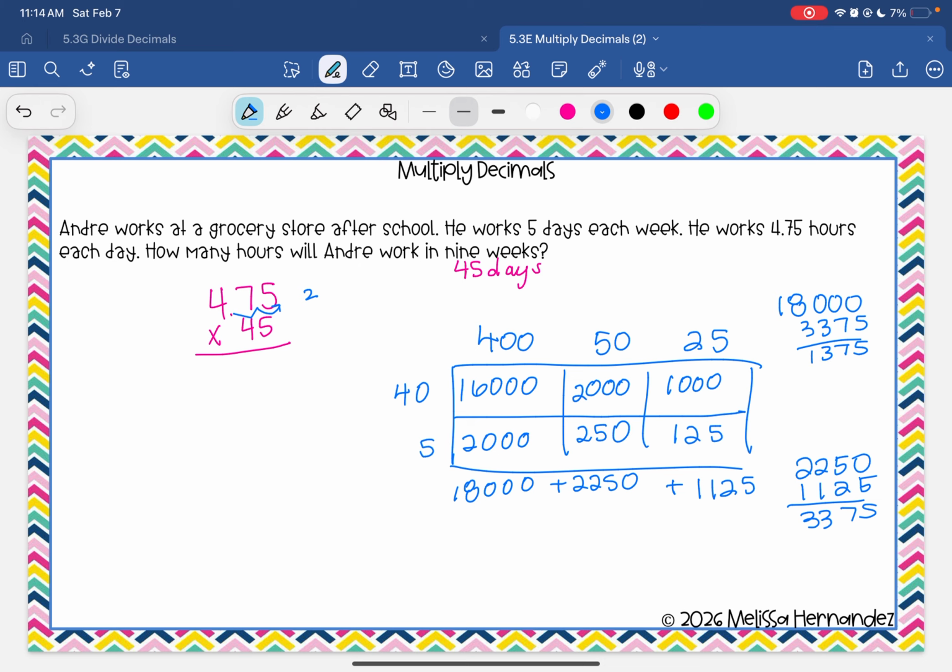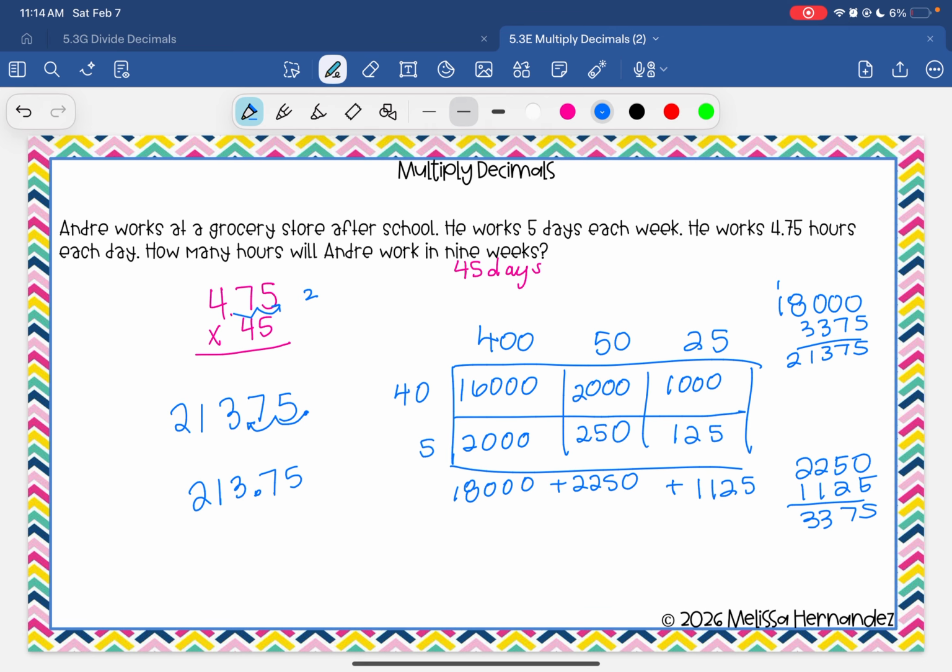So it's 21,375. Now keep in mind we took out 2 decimal places. So right now as a whole number, the decimal's there, but we're going to put it back. Since we took them out by going to the right, when you put them back, you go to the left. So your answer is 213 and 75 hundredths, or 213.75. All right, so let's go to the next one.